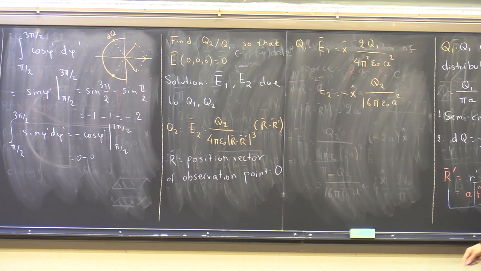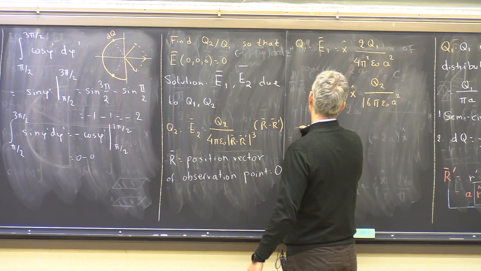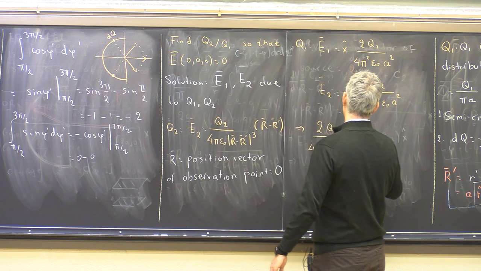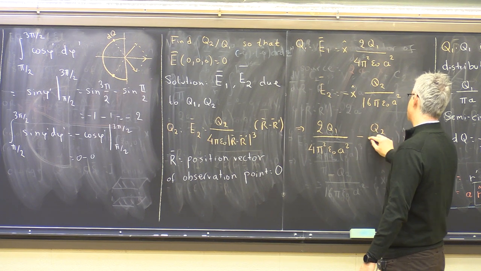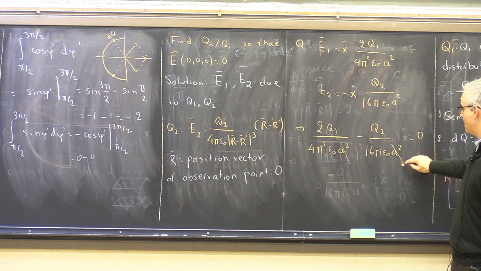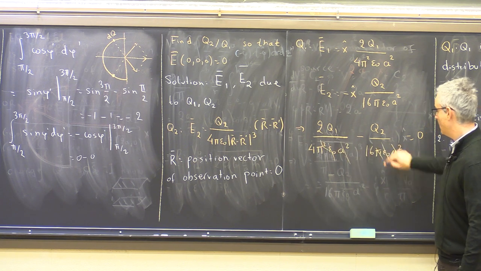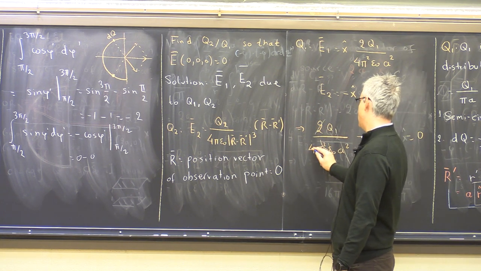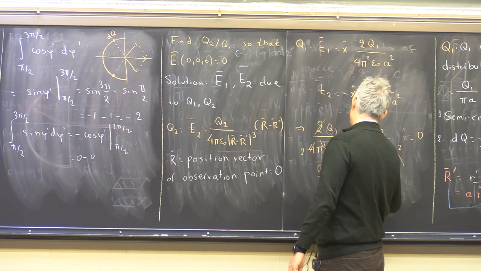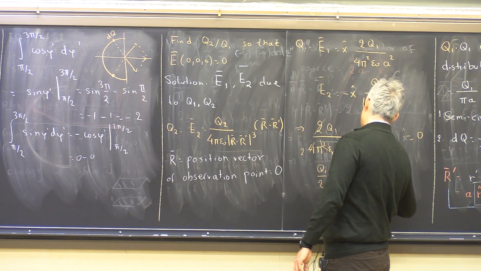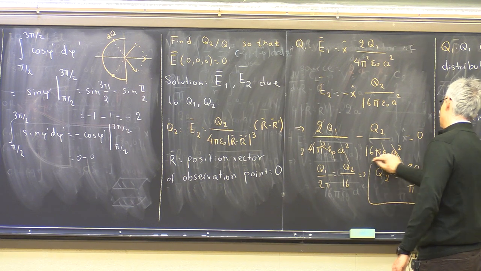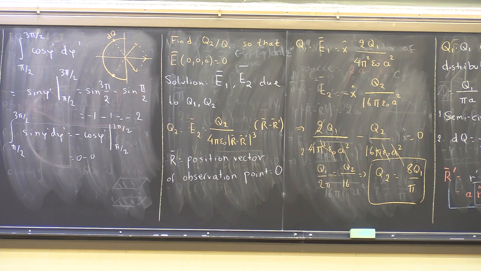So I need these two to add up to 0. That means that I need 2q1 by 4 pi squared epsilon naught a squared minus q2 by 16 pi epsilon naught a squared to be equal to 0. A bunch of cancellations, the a squares, the epsilon naughts, pi partially cancels, and this gives me a 2. So q1 over 2 will be q2 over 16. So q2 will have to be 8q1 over pi. So in this case, I get 0 force at the origin.